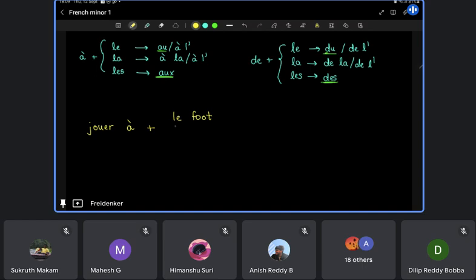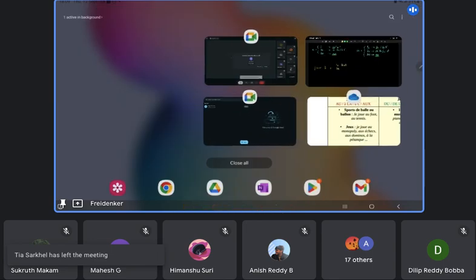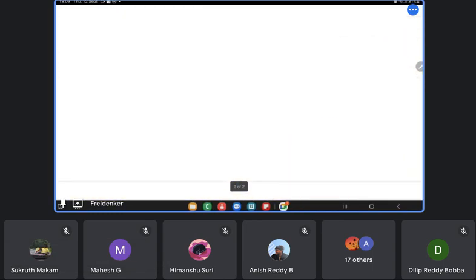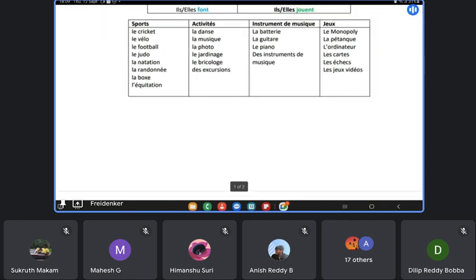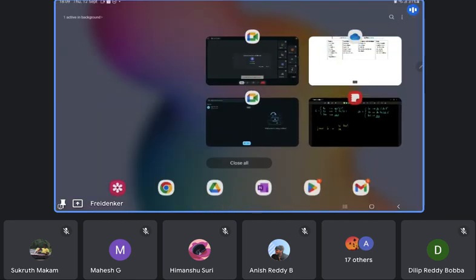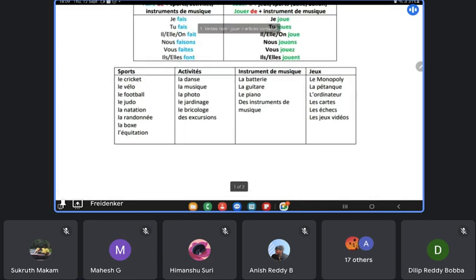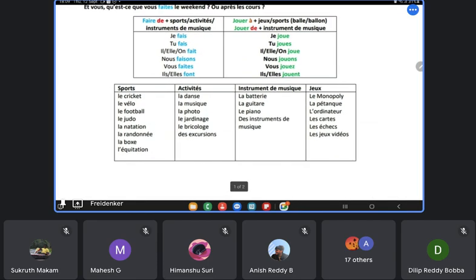I need some feminine, la. Is there a feminine activity here in the examples? Okay, swimming is there, no? Swimming. No, but then I need a ball sport. It says I need a ball sport. There is no ball sport here.